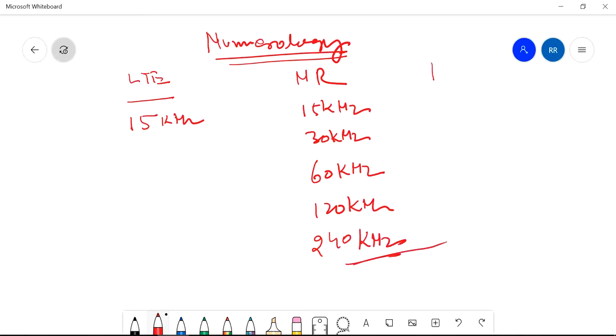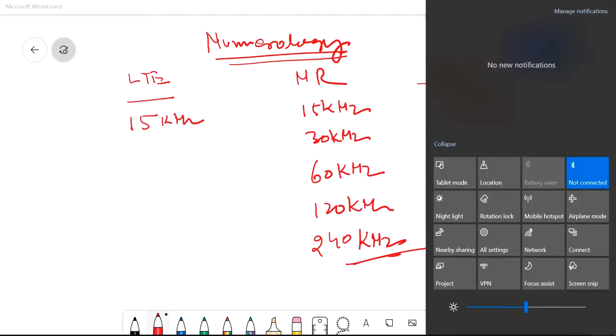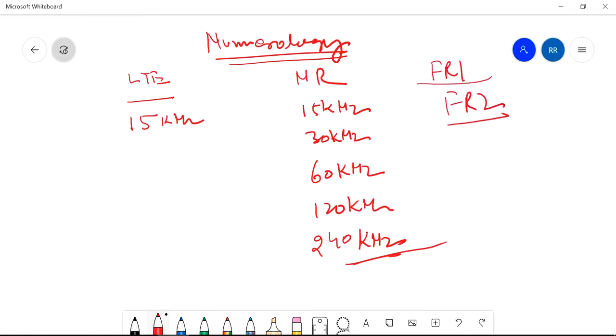Now you know that FR1 and FR2, two frequency bands, are there. The 15, 30 and 60 are used in FR1, and mostly the higher ones are used in FR2.